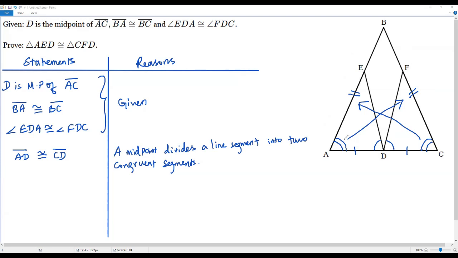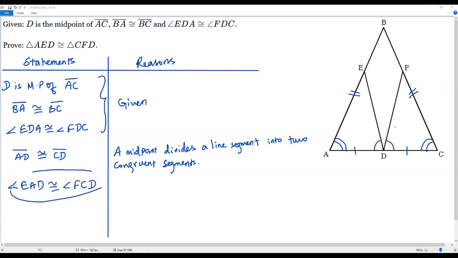So we can write the interior angle measure at vertex A over here as angle EAD. Let me write it over here, angle EAD. This is congruent to the interior angle measure C. So the angle measure at the vertex C can be written as FCD. Let me write it over here. This is congruent to angle FCD. What reason do we have to write for this statement? That is, angle EAD is congruent to angle FCD.